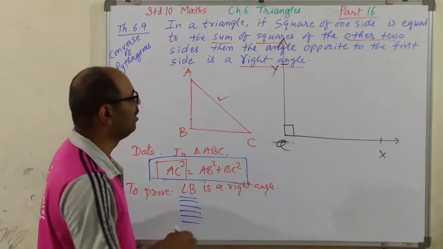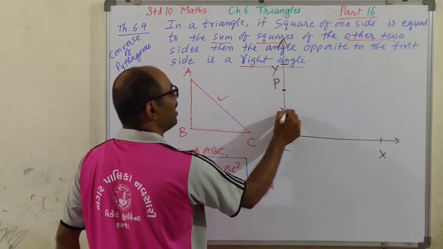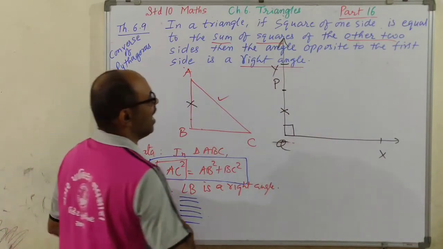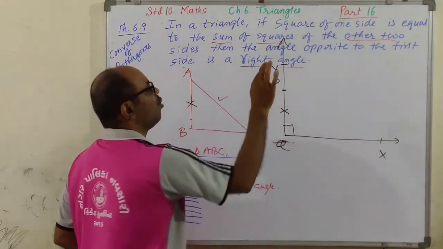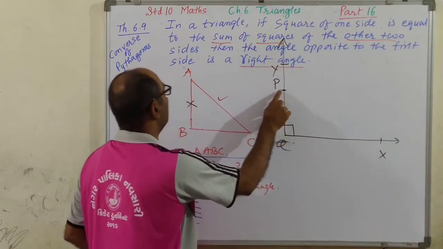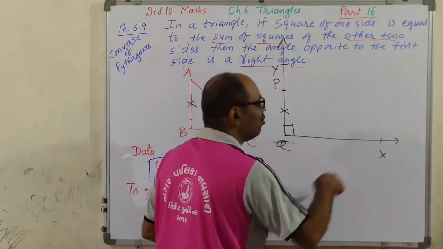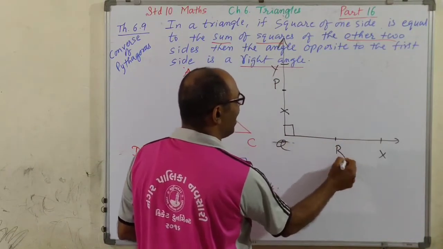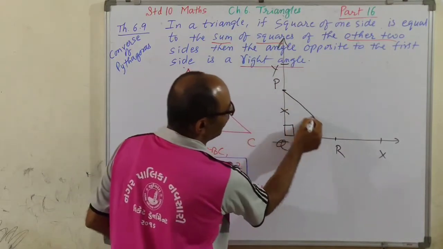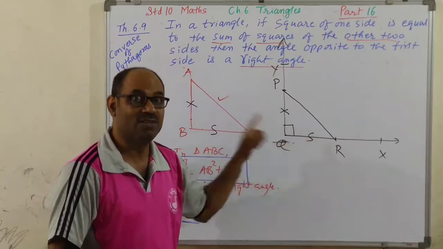To make it congruent, on this ray QY, I plot point P such that PQ is equal to AB. This is the point plotting theorem. On the ray QY, I plot a point P such that its distance from Q is equal to AB. Same way, on ray QX, I plot point R such that QR is equal to BC. Now I draw line segment PR. Children, I got black triangle PQR, which is right angled.